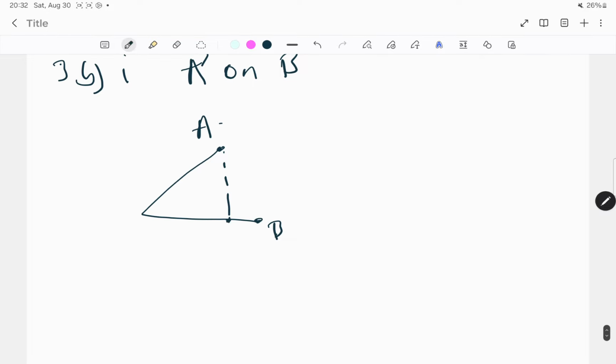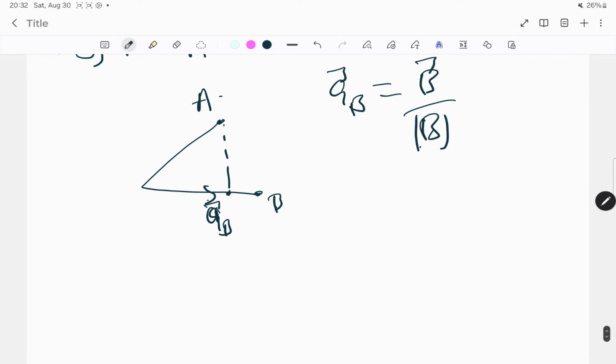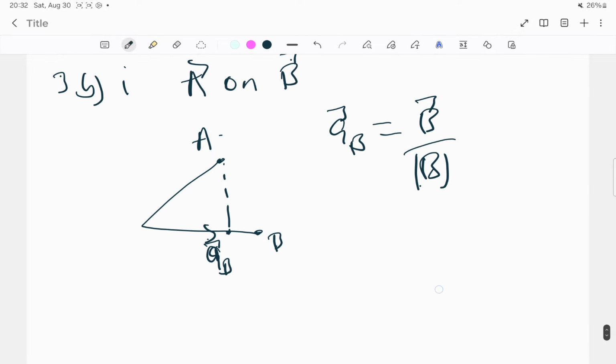So to do that, for me to project this onto B, I have to know the unit vector of vector B, right? So the unit vector of vector B will be equal to the vector over its magnitude. So we get this. Now that I've done this, I've gotten the unit vector.